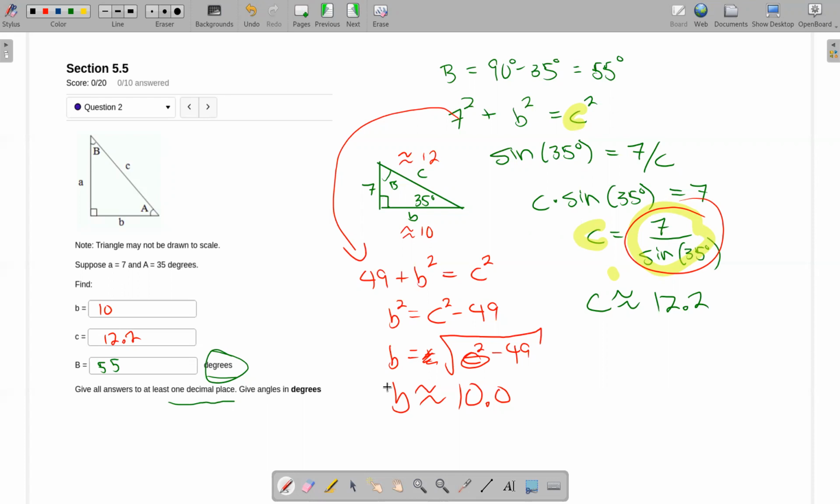All right, cool. So how did I check this? I check this by looking at my picture. So draw a picture, draw a picture, draw a picture. If you forget, draw another picture.